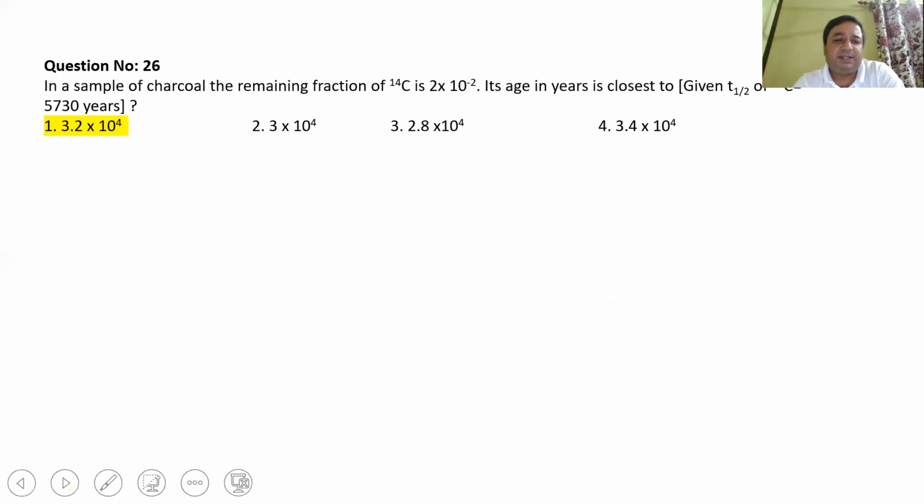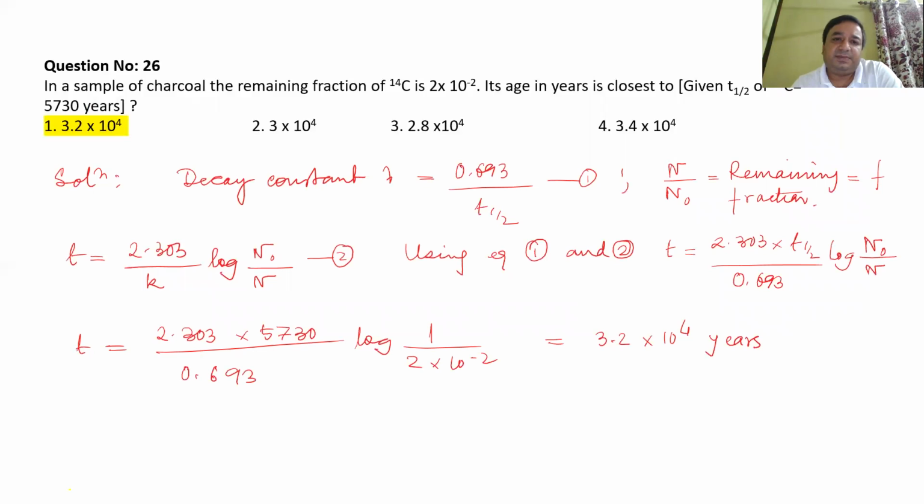This is rather a very simple question that has been asked. Okay. In a sample of charcoal, the remaining fraction of 14C is, it says remaining fraction. Okay. That is the critical part in the question. Other things are very simple. Is 2 into 10 to the power minus 2. Its age, in years, is closest to, we have to find out, given the T half for 14C is 5730 years. Now, what we need to do over here, this is the solution.